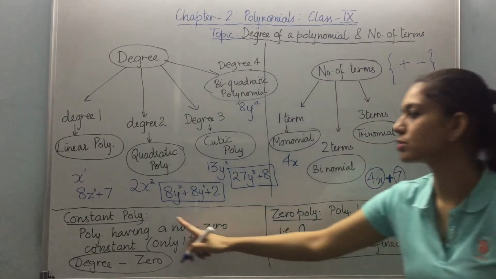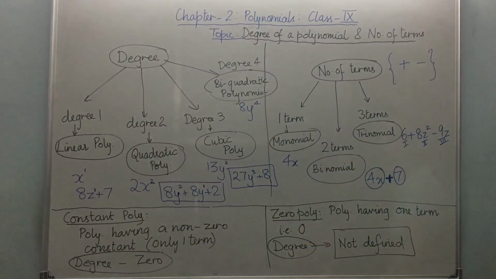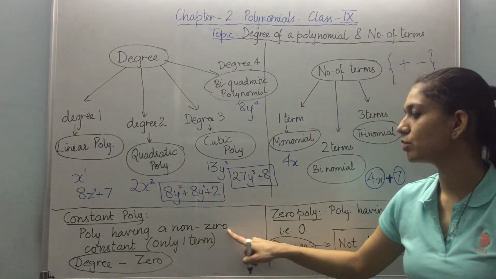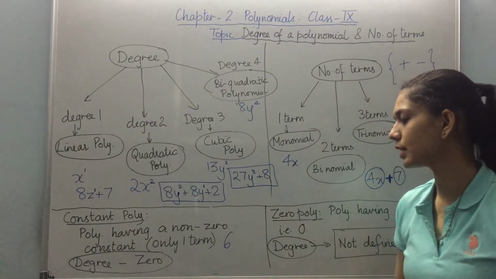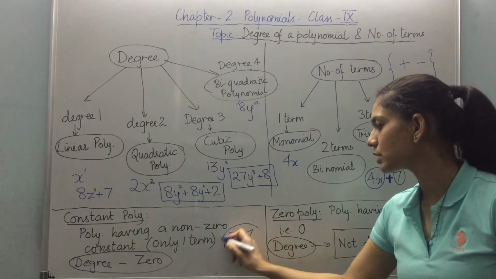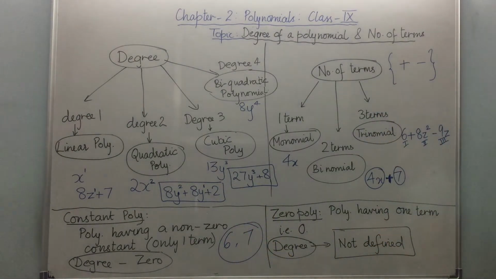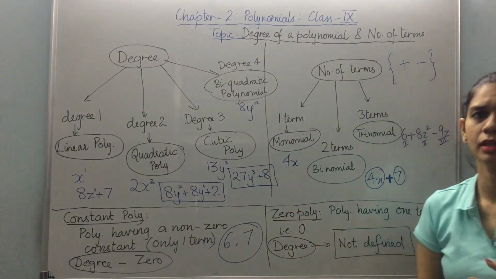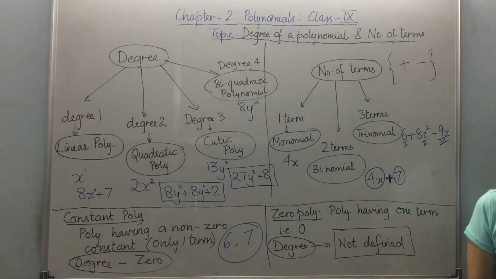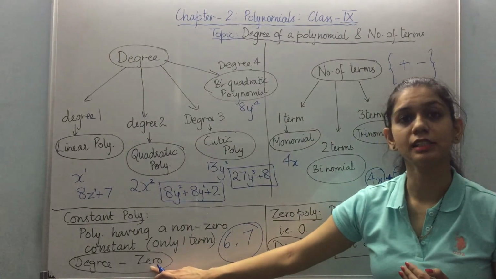Now let us come to constant polynomials. Polynomials having a non-zero constant, that is only one term. First thing, they should be a monomial, having only one term, and which term should it be? Constant. For example, 6, that's it. 7. So all the constant numbers, numerical values, are constant polynomials. And if we talk about their degree, their degree is always 0.